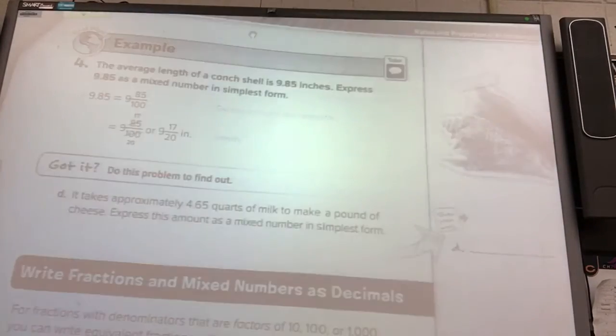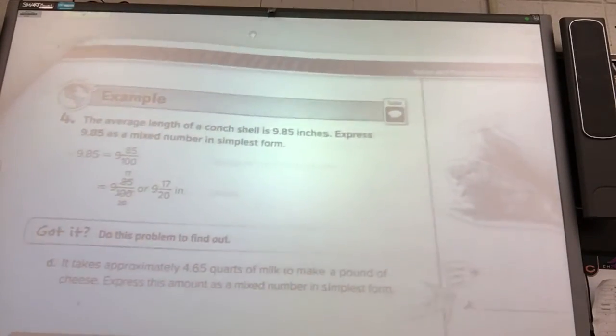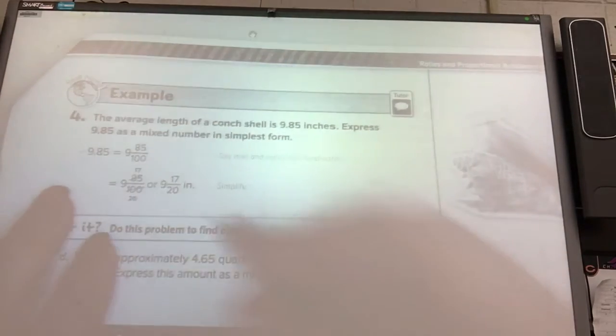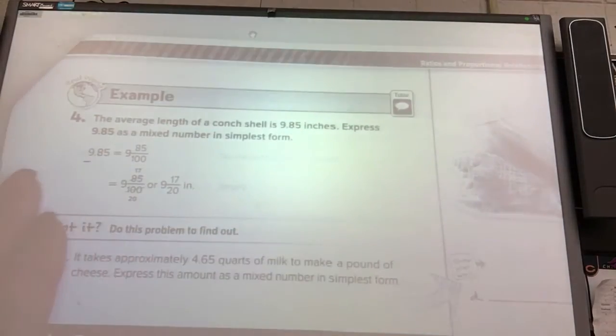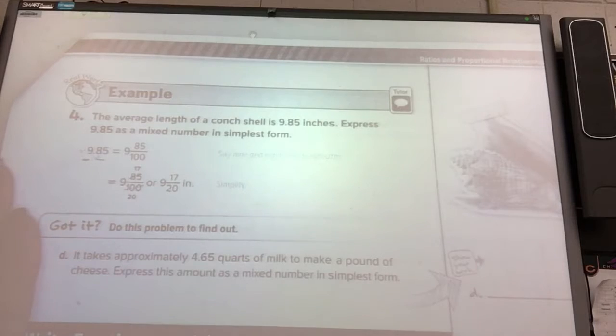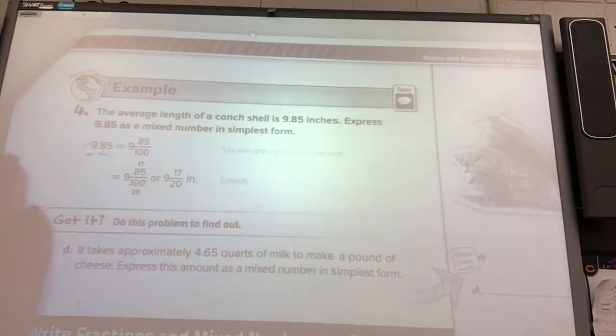We are going to look at the average length of the conch shell. Conch shell. Think about SpongeBob. Average length is 9.85 inches. Express that in a mixed number in simplest form. We did this on the other side, where I showed you that 9 is your whole number and 85 hundredths. 85 went over 100, and then they just reduced it.